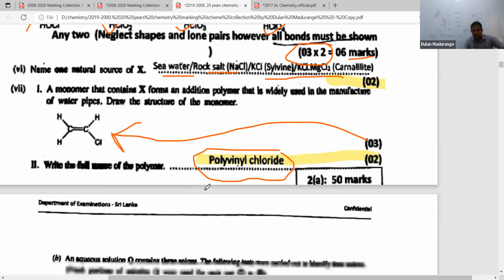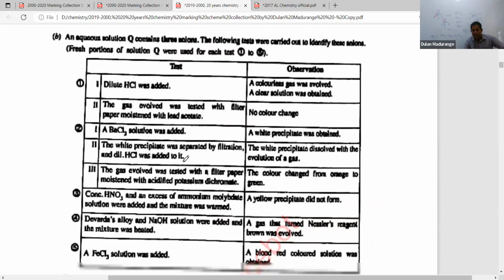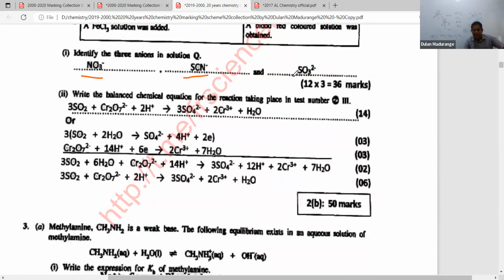Okay, then after this, the three anions you have to identify from here: nitrate, SCN minus, and sulfide. Right? And this is the balanced equation. 14 marks you will be getting if you have written the balanced equation. If you have done it in the half-equation method, again you get 14 marks. However, the entire marks for question 2B is 50 marks. You can see for the three anions they have given 12 marks for each, 12, 12, 12, that is 36 for the three anions. So I will discuss about this. Please ask questions about this.